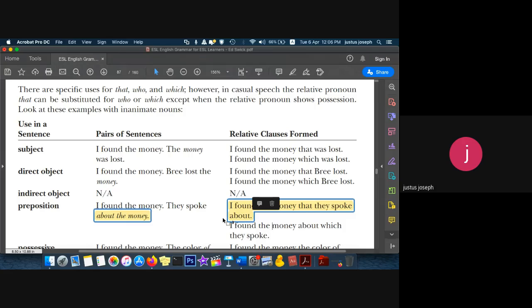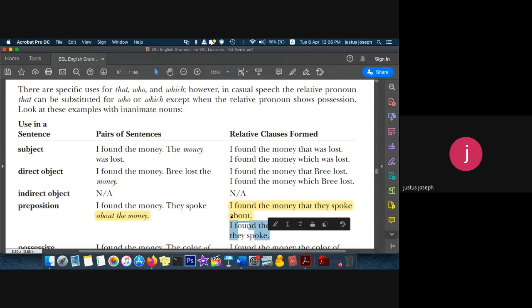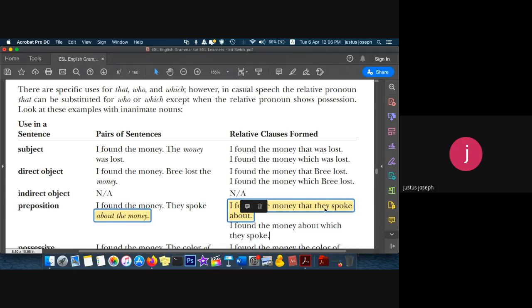If we do not know if this word is a preposition or a verb, the grammar is not clear. So my point was that this sentence is wrong because the sentence is ending with a preposition. And you never end sentences with prepositions. That will be wrong. That's why I would rather write this sentence: I found the money about which they spoke.